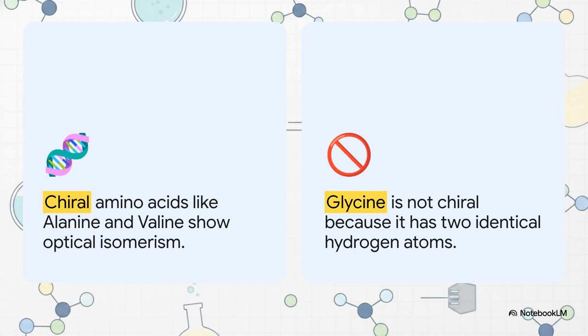And the big one you really need to know is glycine. Look closely at its formula, NH2CH2COOH. The central carbon in glycine is attached to an amine group, a carboxyl group, and 2 identical hydrogen atoms. Because of those twin hydrogens, it totally fails the chiral test. Therefore, glycine is not optically active.